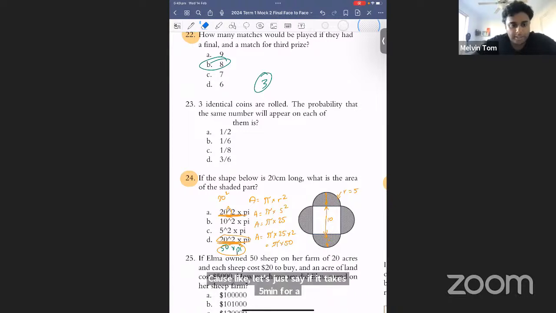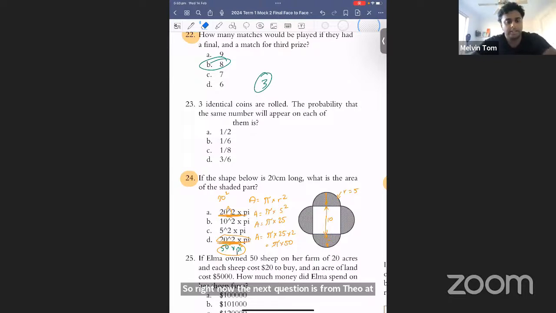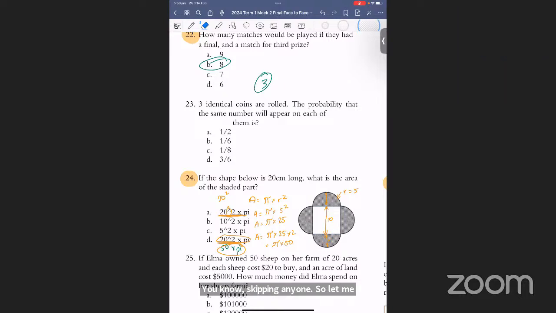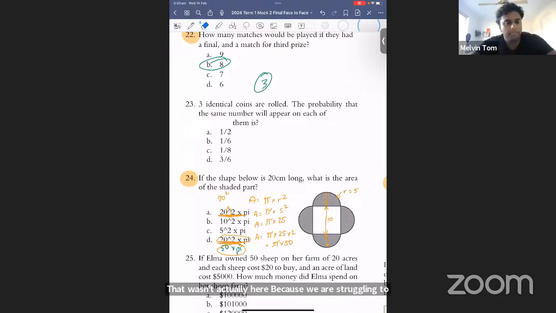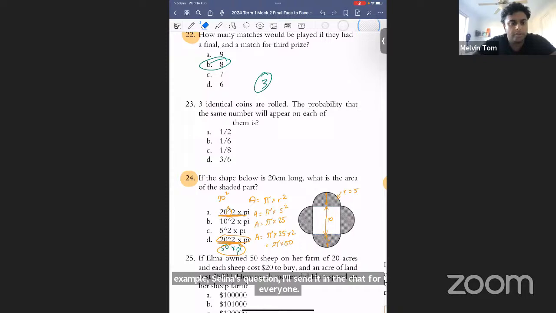So right now, the next question is from Theo at 4:33. Actually, I'll prove it to you guys. I'll show you. Sylvina's question was at what time it was, and I'm not skipping anyone. The time I joined was, I sent the question only 1 or 2 minutes after I joined. So I wasn't actually here because we were struggling to get in. Yeah, but what I'm saying is, I'm trying to get through everyone's questions. It's not that I'm ignoring your question. For example, Sylvina's question, I'll send it in the chat for everyone. It was sent back at 4:33.